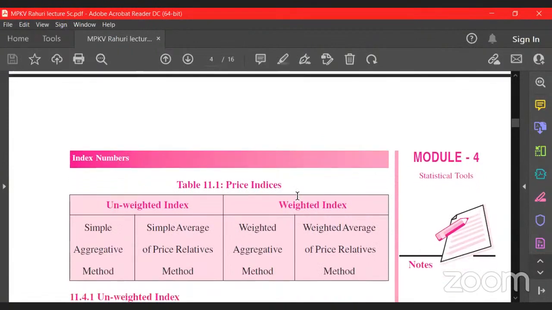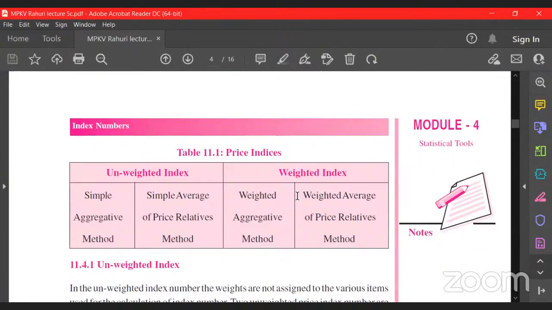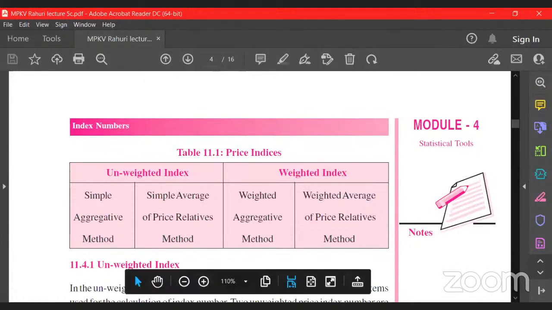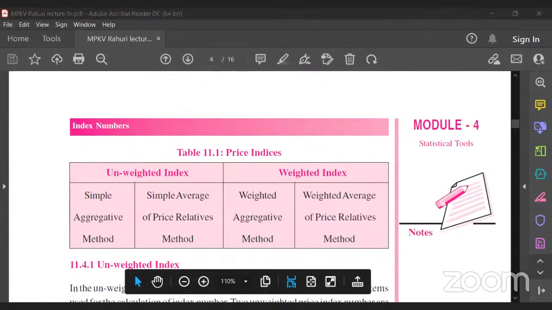Now coming to this. What are the different types of index numbers? Weighted and unweighted. Okay. In weighted and unweighted, we try to see. I cannot write here, so I'll open a PPT and try to explain these things in one slide.